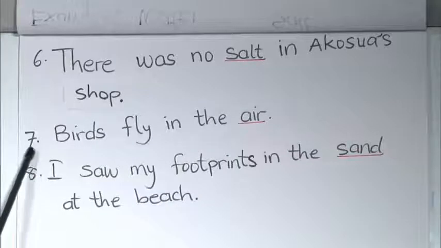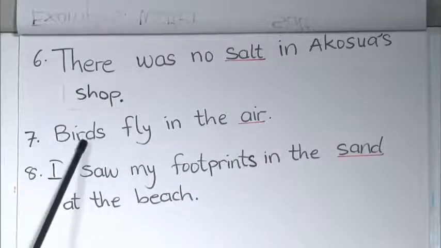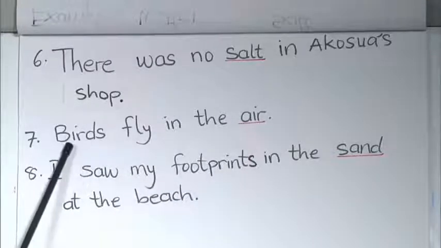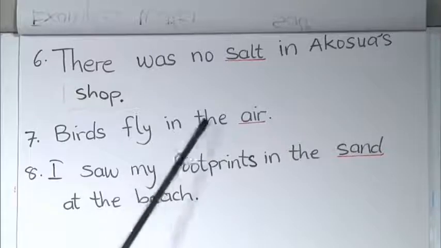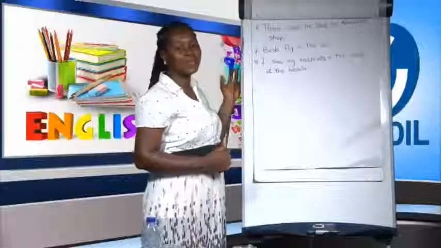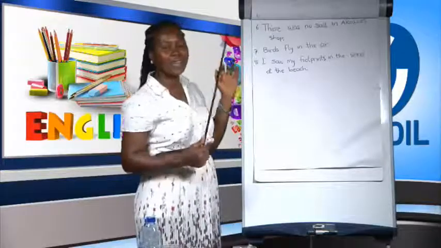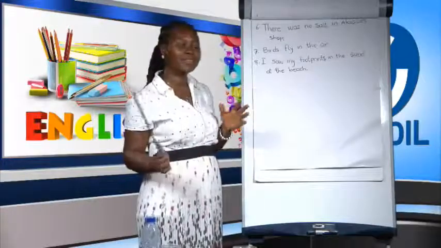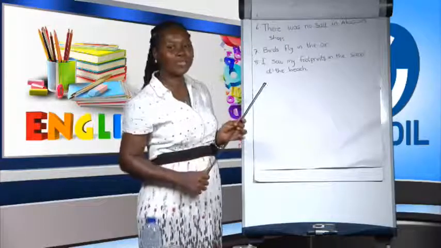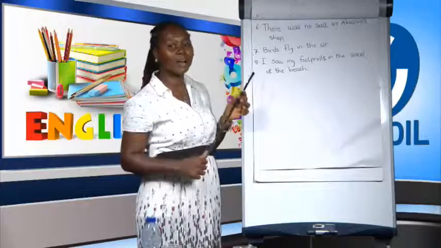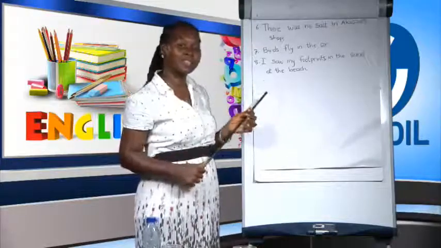Right. Number 7. Birds fly in the air. We have air all around us. Can you count the air? No, we cannot count air. We cannot count wind. When air is strong and it's blowing in, we cannot count it. So we are saying air or wind, it is uncountable or non-count noun.